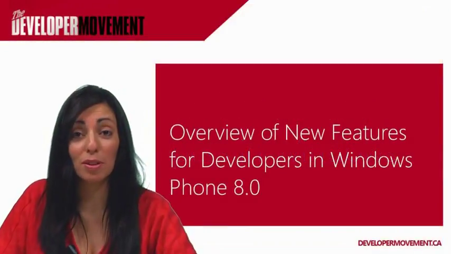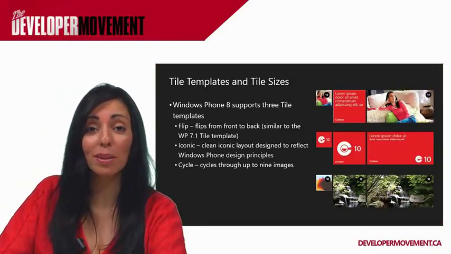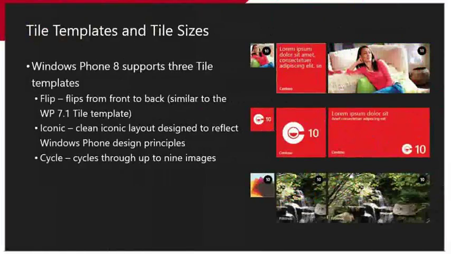Now let's talk about some of the new features that are available in Windows Phone 8. Tile templates and tile sizes. There are 3 types of tile templates that you can choose from, and there are 3 available sizes. So you can choose to design a flip tile, iconic tile, or cycle tile. You can only pick one of the 3 templates. You can't mix and match. There are 3 different tile sizes that are now supported: small, medium, and wide tiles.